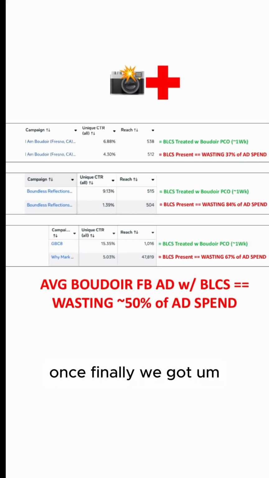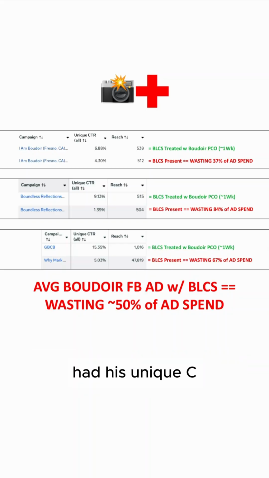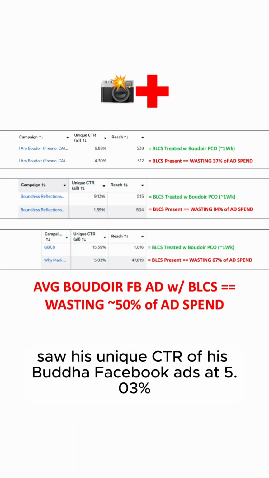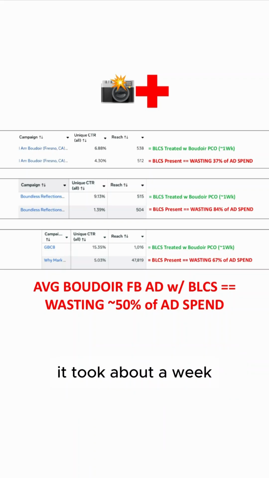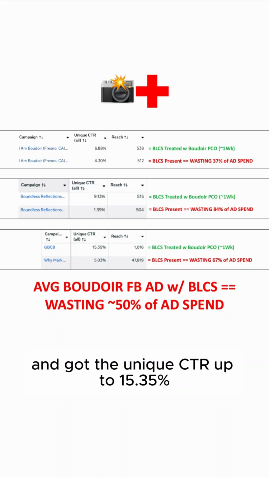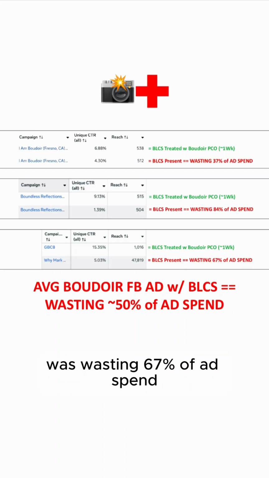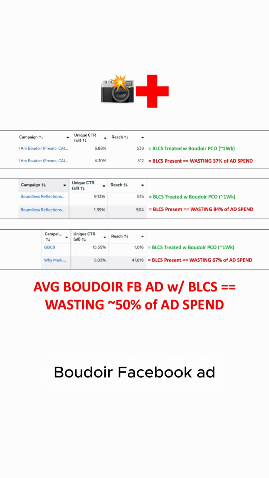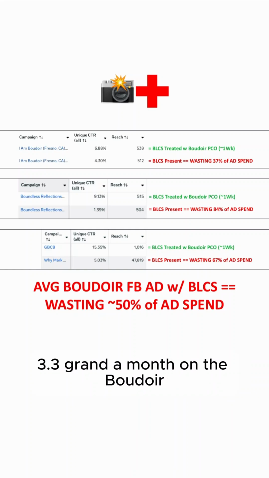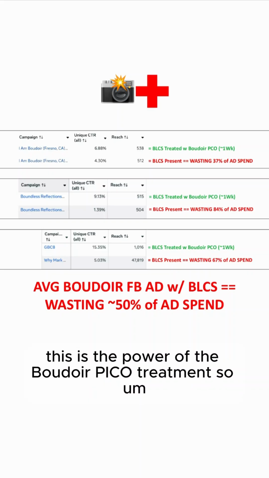Finally, we had a patient come in at my hospital who saw his unique CTR of his Boudoir Facebook ad was 5.03%. So we treated it with Boudoir Pico. It took about a week, and we got the unique CTR up to 15.35%. And we saw that the original was wasting 67% of ad spend. So if he was spending 10 grand a month on the original Boudoir Facebook ad, now he only needs to spend 3.3 grand a month on the Boudoir Pico treated ad in order to get it into the same number of women's brains. This is the power of the Boudoir Pico treatment.